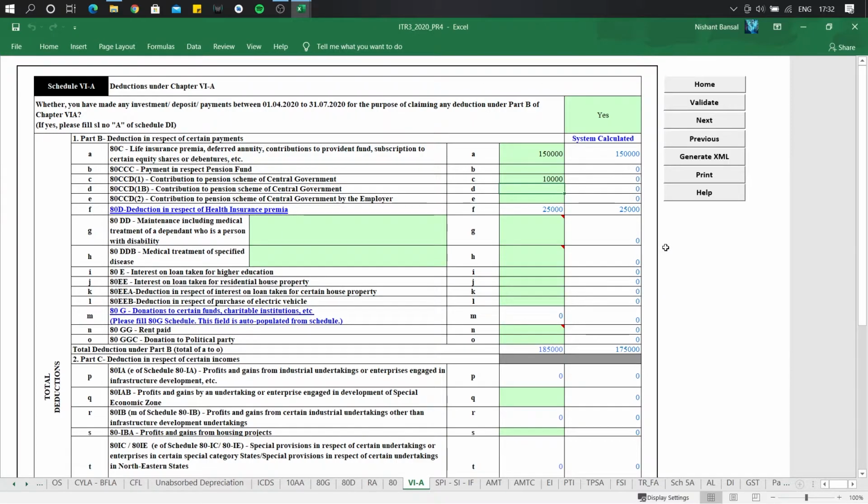So now we have donation to political party in Delhi, 70,000. So we have 80GGC donation to political party, 70,000. Then interest paid on loan taken in respect of higher education of assessee's brother, dependent. So deduction would be available under section 80E, 82,000.